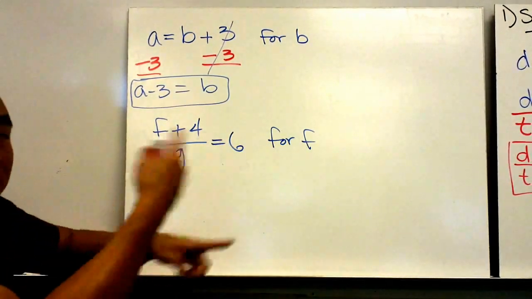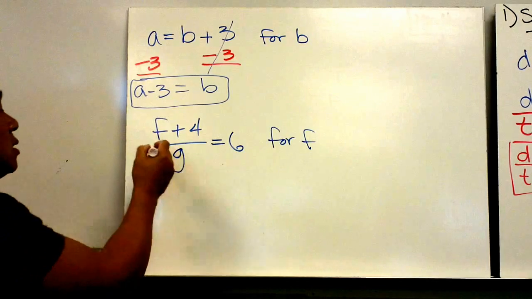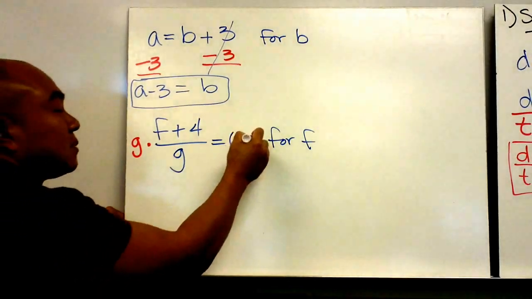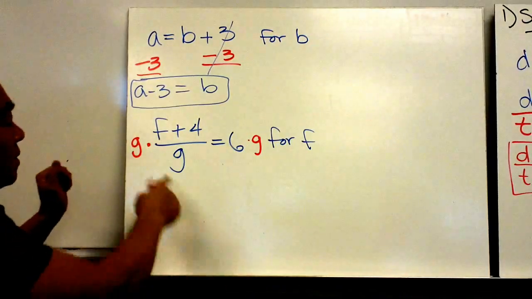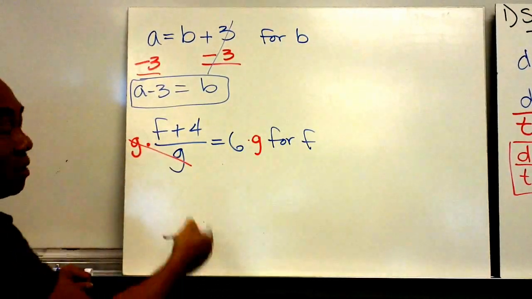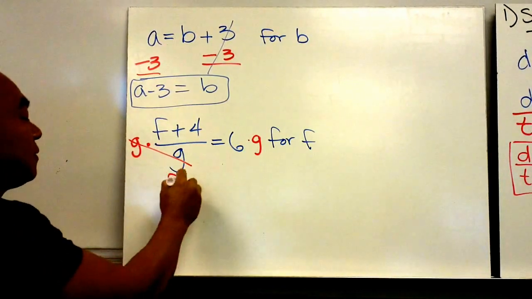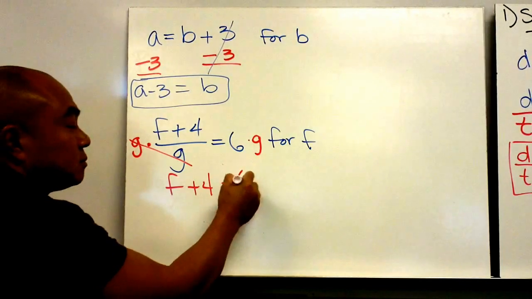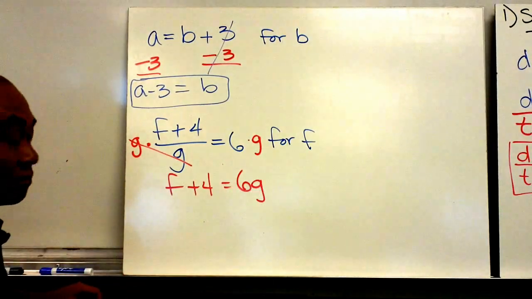That's a division. The opposite of dividing is to multiply. So I'm going to multiply this side by g, and I'm going to multiply this side by g. If I multiply this side by g, it's actually g over g, which gives you 1, which kind of leaves me with just f plus 4. And on this side, 6 times g is 6g.